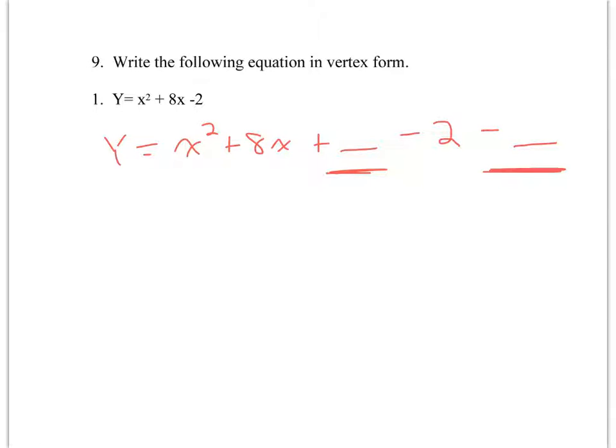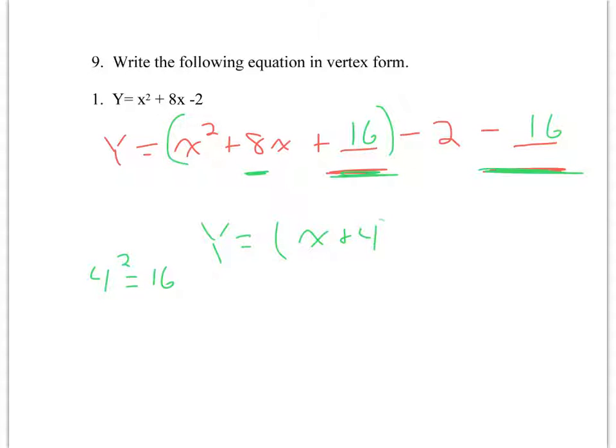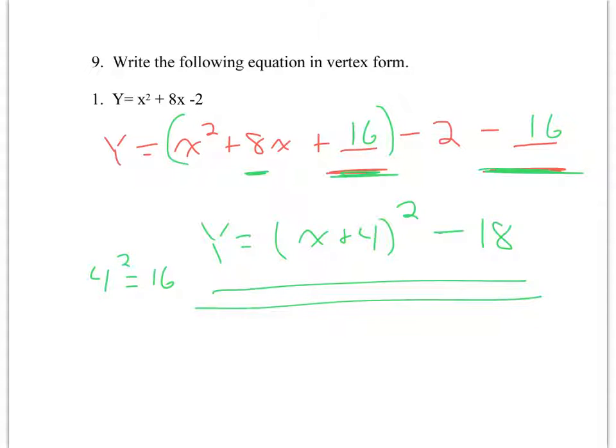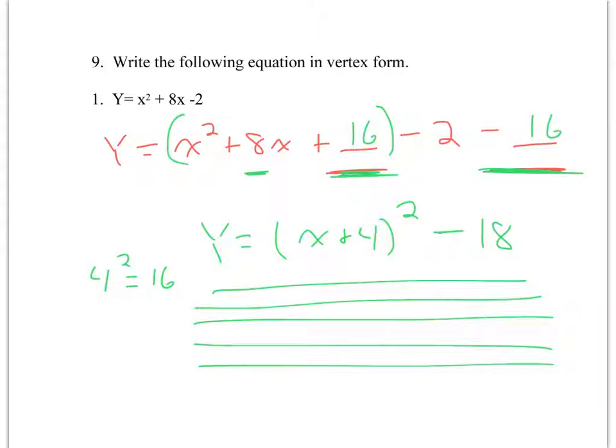So let's complete our square now. Let's look at our b term, which is 8. Half of 8 is 4. 4 squared, of course, is equal to 16, so I'm going to add 16 to my blank twice. I add the 16 and I also subtract the 16. That way I'm just adding 0. So now I have y equals x squared plus 8x plus 16, of course, is x plus 4 squared. Minus 2 minus 16 is minus 18. And now I have my equation written in vertex form.